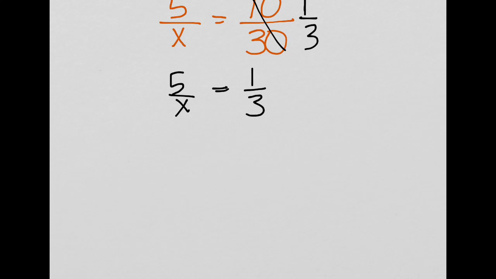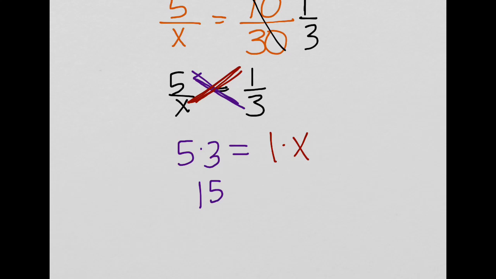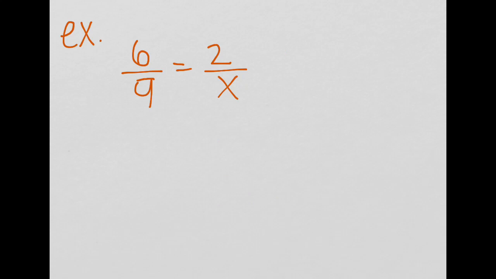Well, now is when we cross multiply, which really means that we multiply diagonally. So we have 5 times 3 from this diagonal is equal to 1 times x from this diagonal. So what we have is 15 is equal to x. Okay, great.